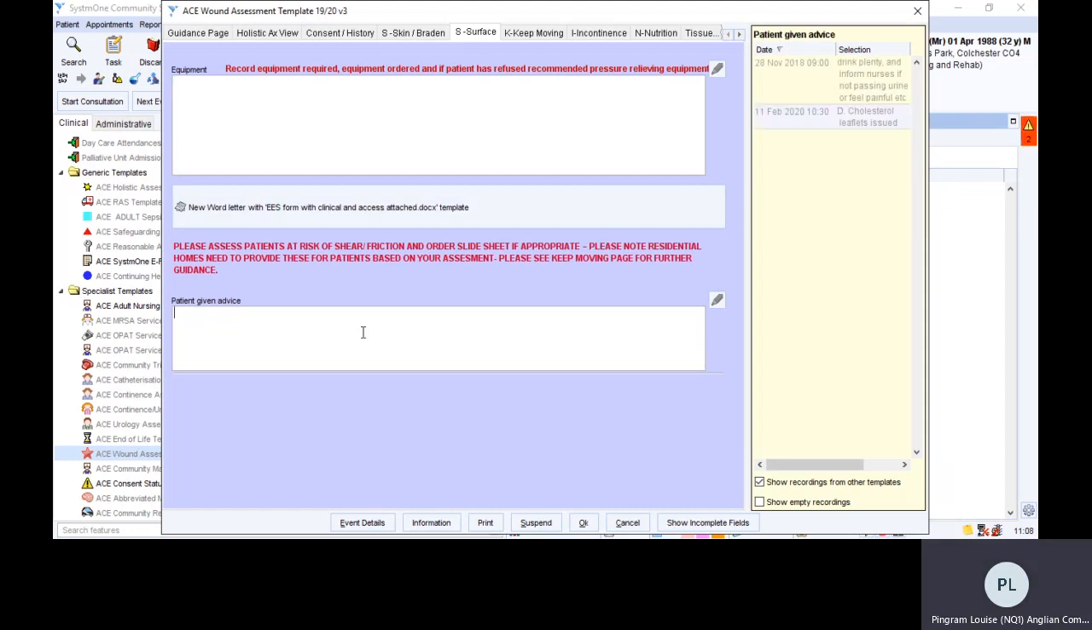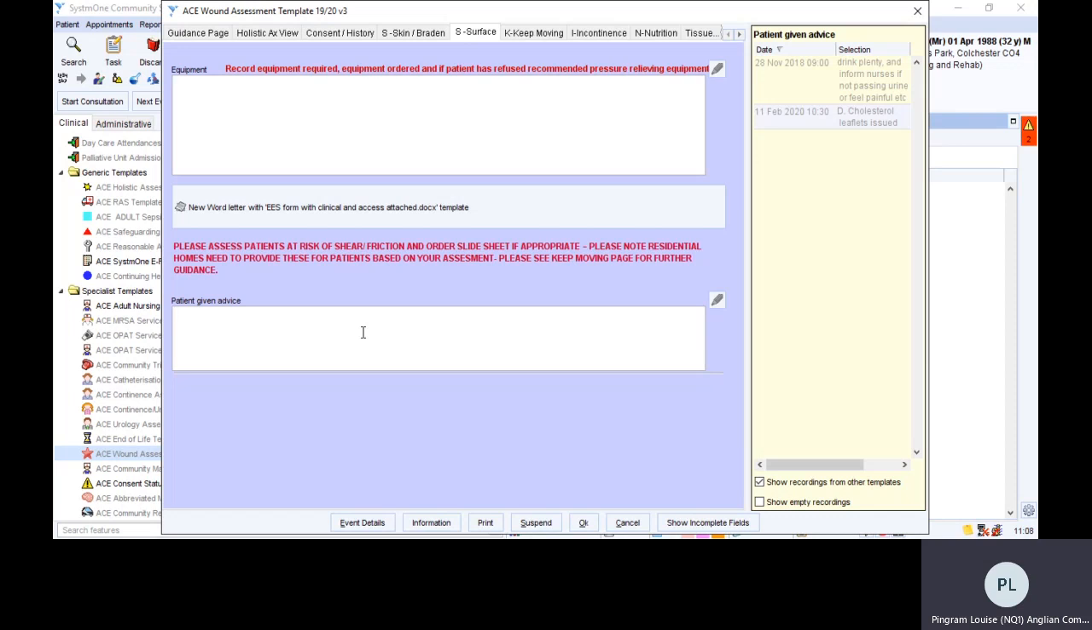Then looking at any advice you've given the patient. So the patient may have a cushion but chooses to sit on a different chair. It's having that advice. It may be that when you've talked about equipment, the patient says they'll think about it. It's writing in there when that reassessment will be given, when that discussion will be had again with the patient about their equipment and their risks.